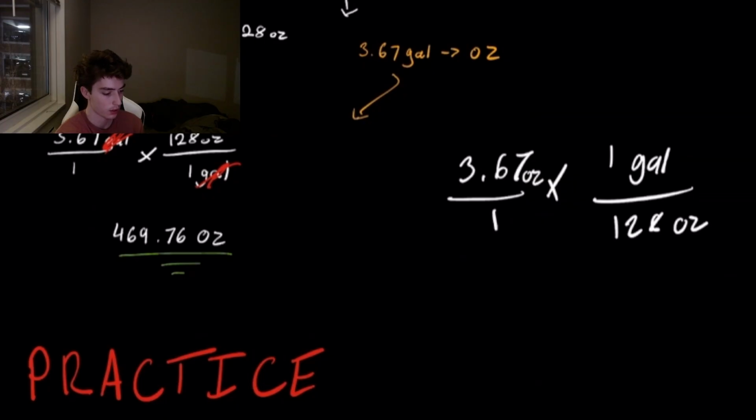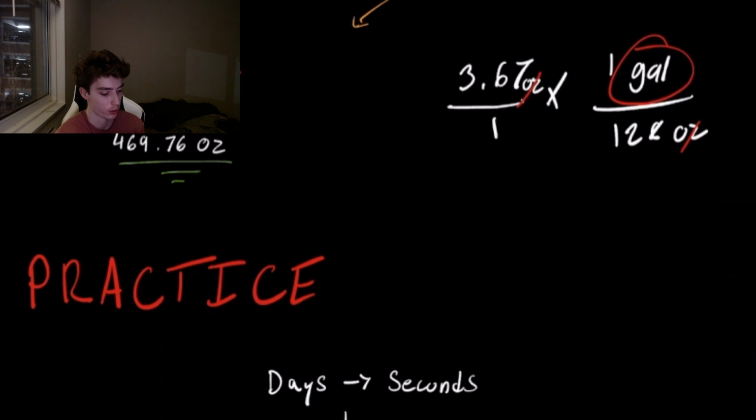So ounces would cancel each other out. So now we're just left with gallon, right? So 3.67 times 1 is still 3.67, right? So we have to divide that. So 3.67 divided by 128 is equal to, let me look that up, 0.0287 gallons, right? Because ounces canceled each other out. We're trying to solve for gallons. So boom, we have 0.0287 gallons.